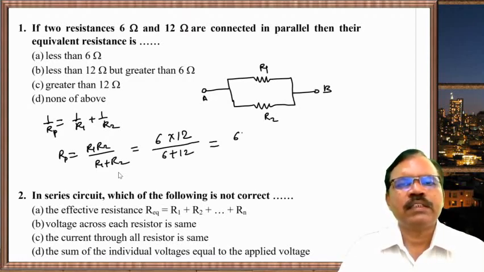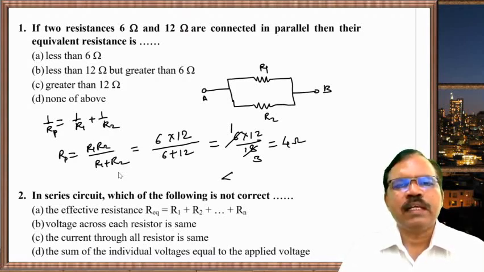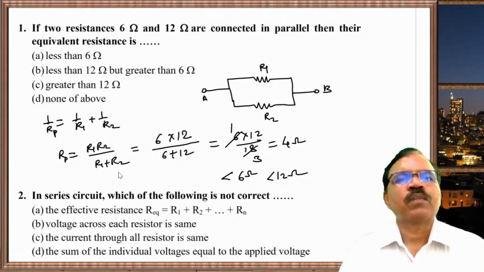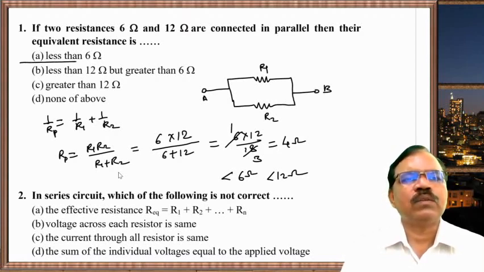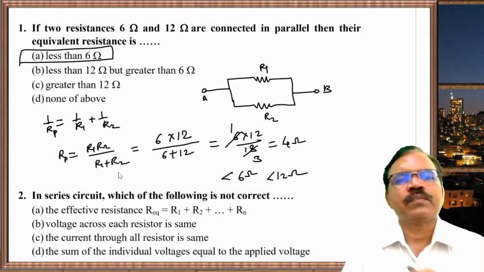So here 6 into 12 divided by 18. So 12 by 3, that is 4 ohm. So it is less than 6 ohm. It is also less than 12 ohm. So here it is less than 6 ohm.